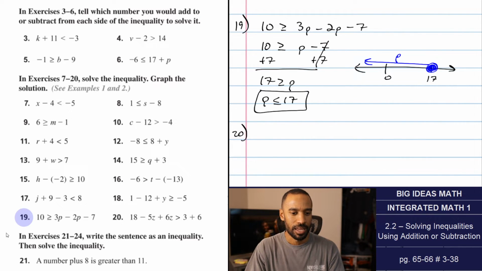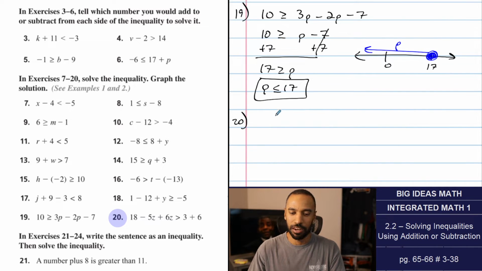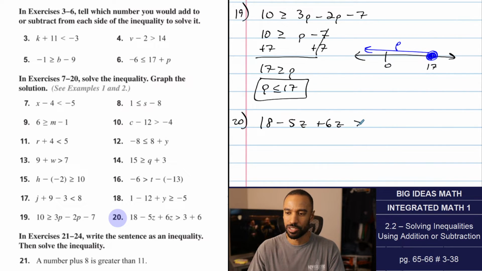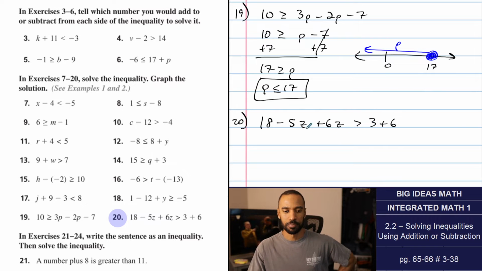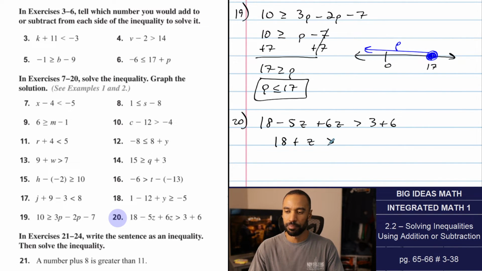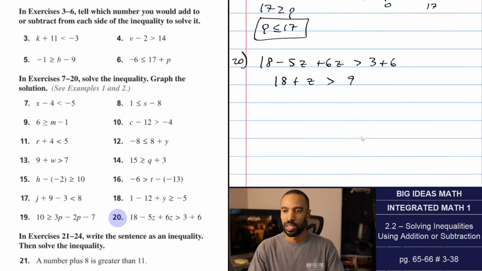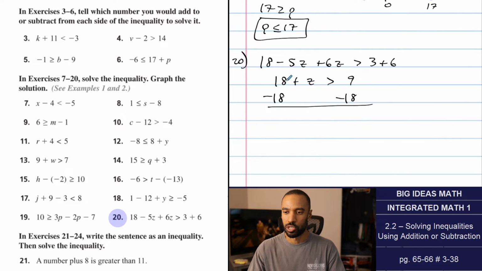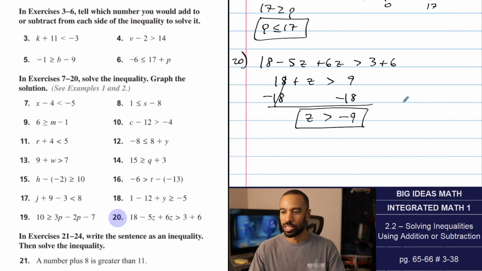Number 20 looks like it does the same thing when it comes to your variable, because negative 5 plus 6 will end up being 1. So again, there's no division to be had just yet. Save it for the next sections. But a little more simplification. Negative 5z plus 6z is 1z, so 18 plus z, and 3 plus 6 is 9. Now that we're simplified, we can do what it is we were meant to do. Subtraction property of inequality, if that's what they call it. And that's negative 9 that z is greater than.